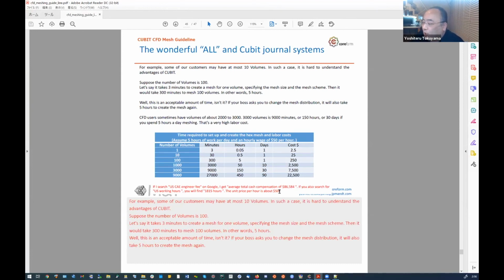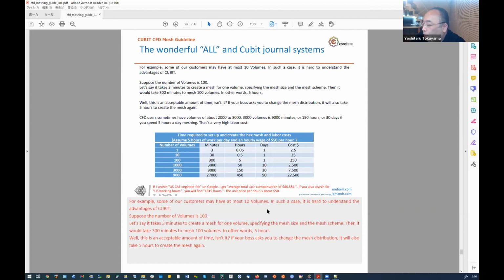For example, some of our customers may have at most 10 volumes. In such a case, it is hard to understand the advantage of Cubit. Suppose the number of volumes is 100. Let's say it takes 3 minutes to create a mesh for one volume, specifying the mesh size and mesh scheme. Then it would take 300 minutes to mesh 100 volumes, in other words, 5 hours. Well, this is an unacceptable amount of time, isn't it?